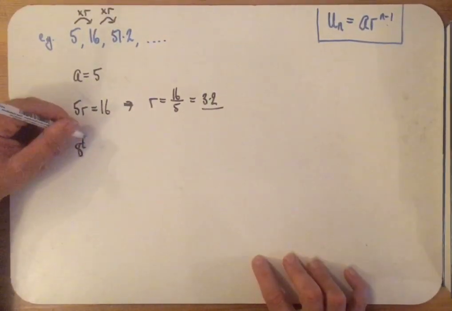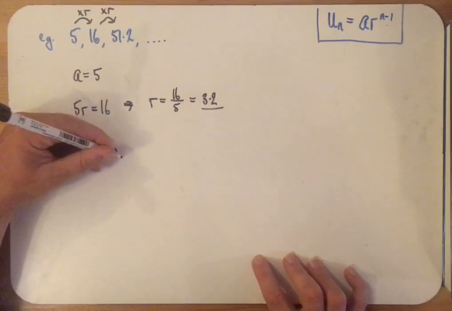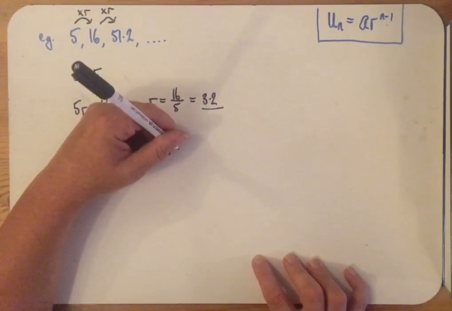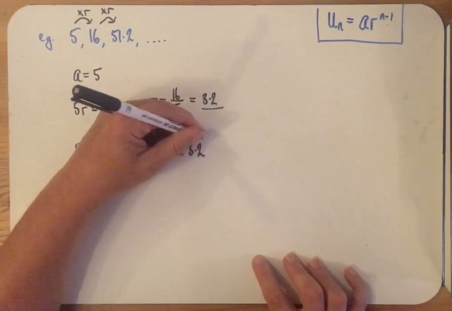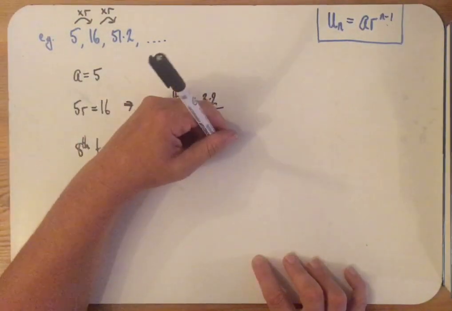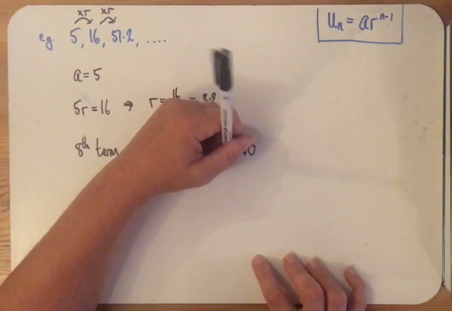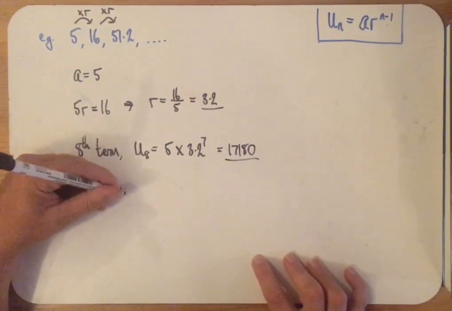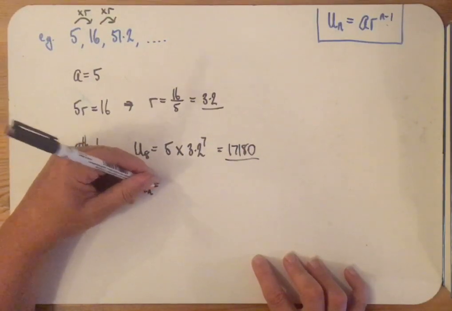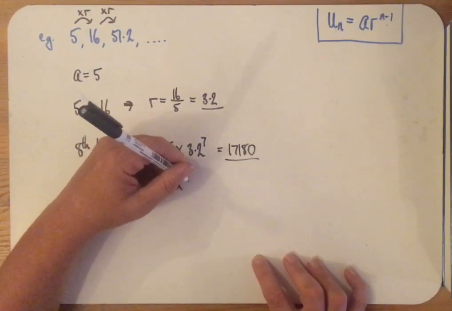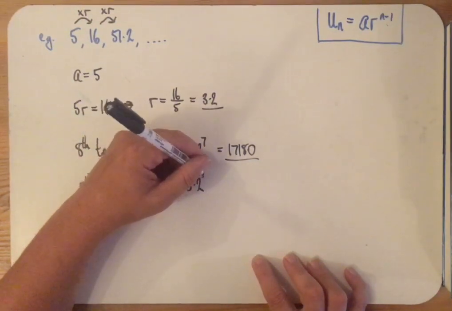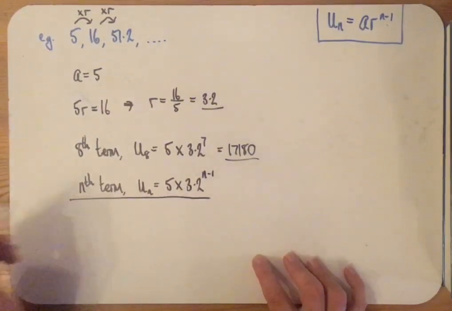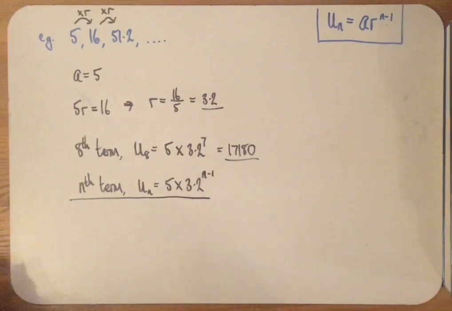And then if you want, for instance, the 8th term, so notation for that, use subscript 8, will be a times r to the power of 7, which gives you 171. If you want the nth term, then that would be 5 times 3.2 to the power of n minus 1. So that's what a term looks like in a geometric sequence. So that's the first one.